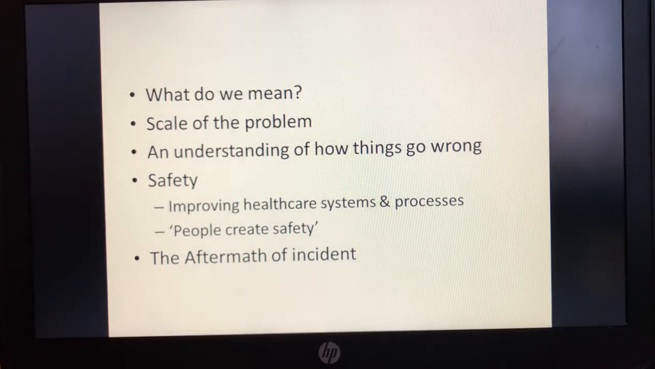We'll start with discussing a little bit about defining the issue of harm and error. It's worth reviewing the actual scale of the problem, both from the adult and paediatric literature, and then build an understanding of how things go wrong, moving on to how to improve safety through two different approaches: healthcare systems and processes, and standardizing them, for example, and looking really at how people create safety. And importantly, I want to also discuss what happens after an incident, because sometimes I think this is a bit neglected.